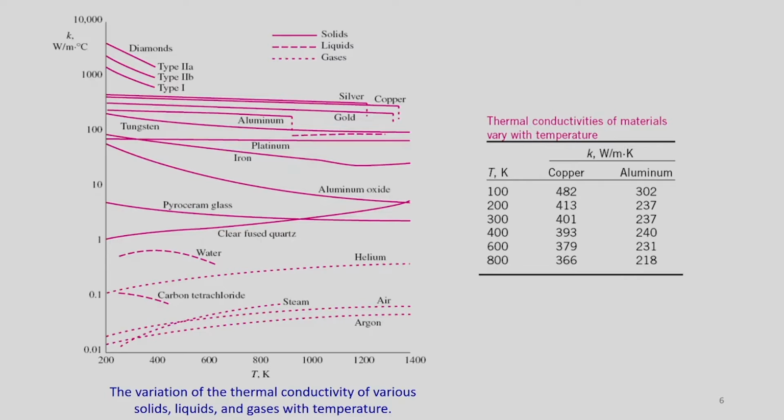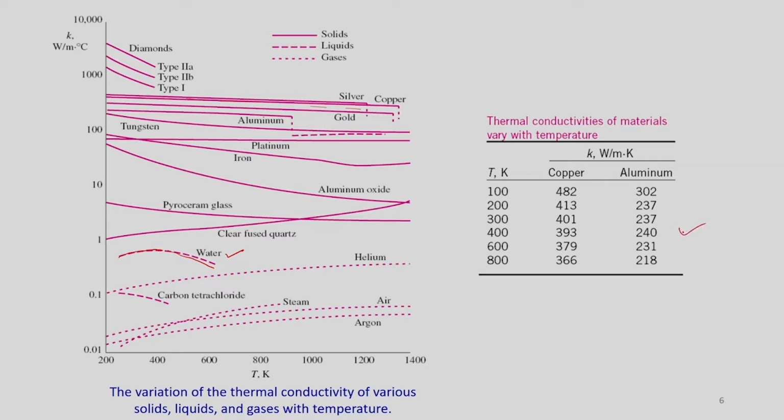This figure shows the variation of thermal conductivity of various solids, liquids and gases with temperature. As temperature increases, some materials, for example water, first increase and then decrease. For example, silver decreases with increase in temperature.